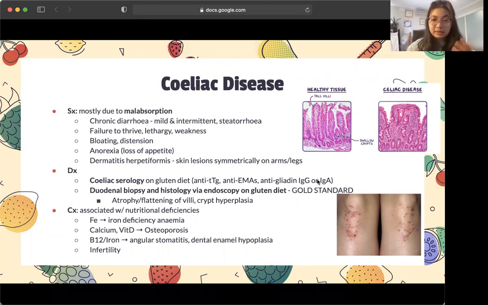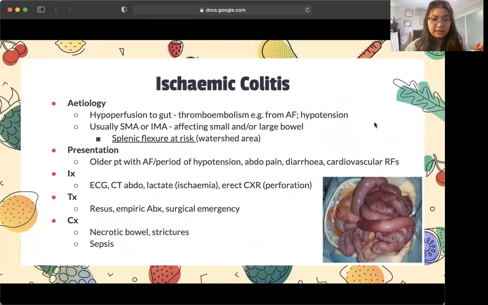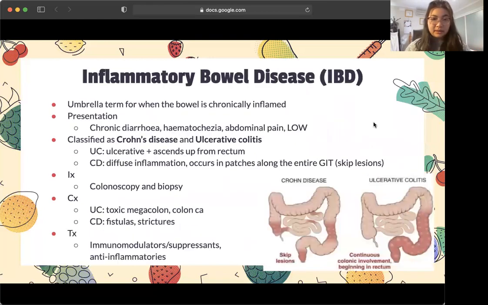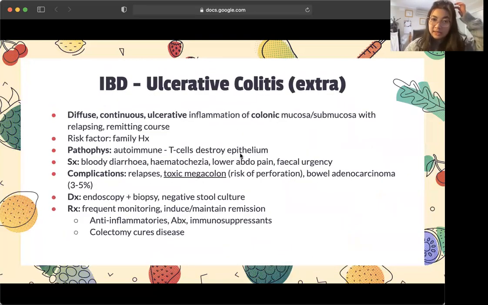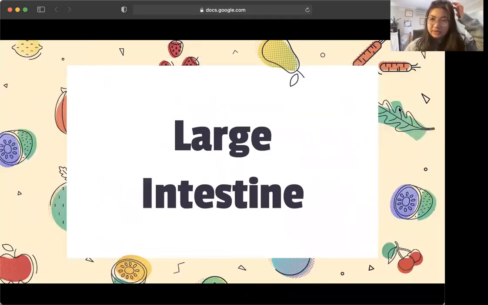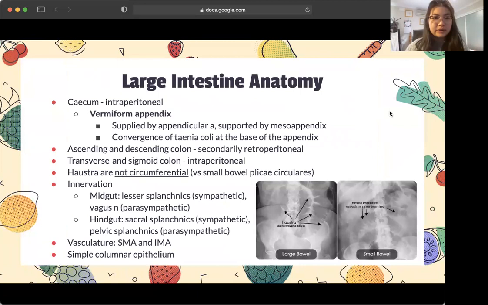Celiac serology can also be done for various antibodies, commonly associated with a nutritional deficiency. So in the way that we presented the case, when you see a nutritional deficiency, think, is there malabsorption? And then follow the symptoms down. Okay, we might actually skip through ischemic colitis and IBD. Is that all right with you, Heidi? I think we've touched on the more important bits.